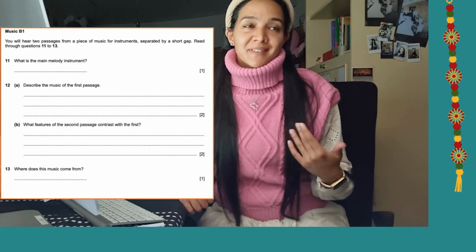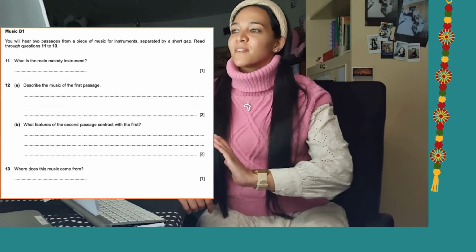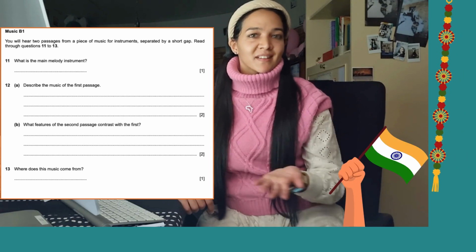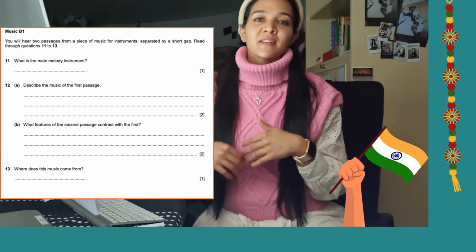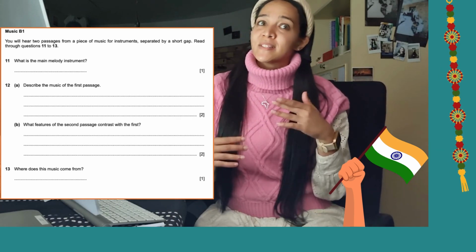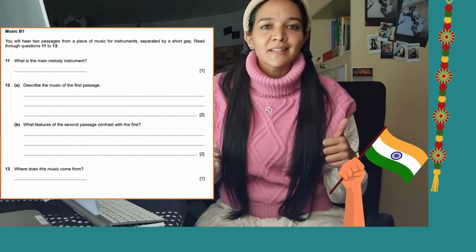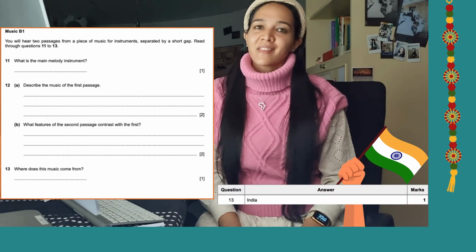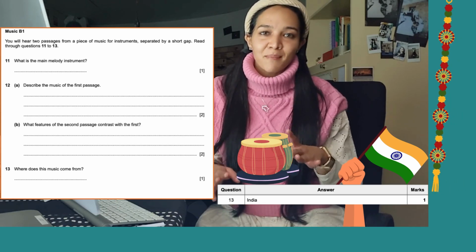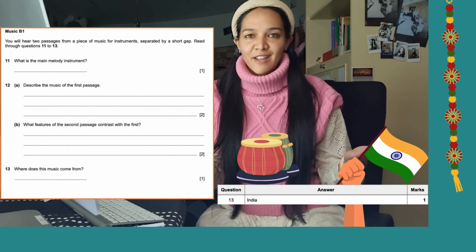Okay, so we heard our 2 mini extracts in one extract, separated by a short gap. Let's jump in and answer our questions. I'm actually going to start at the end, which is question 13. From where does this music come? And of course it is India. Though we don't have to give a reason, if we were to give reasons, definitely the presence of a drone 100% confirms this as an Indian extract. Also, nothing like the Indian percussion instrument, the tabla, to give it away.